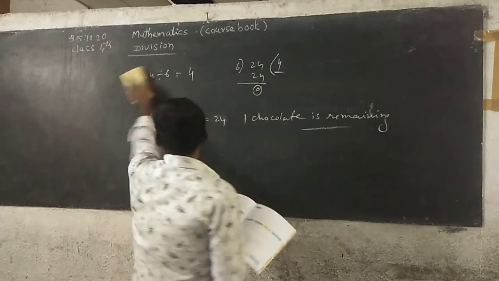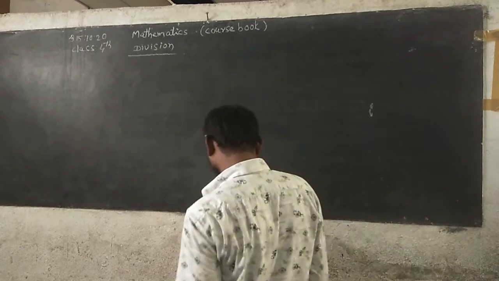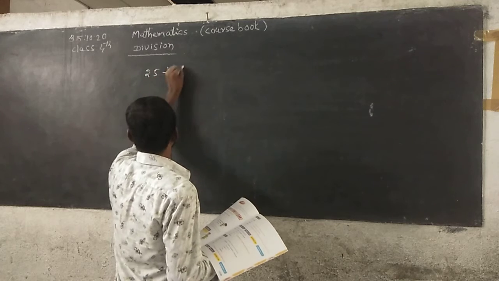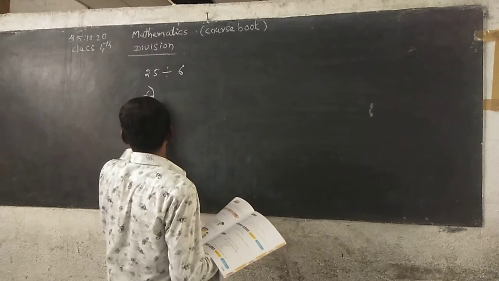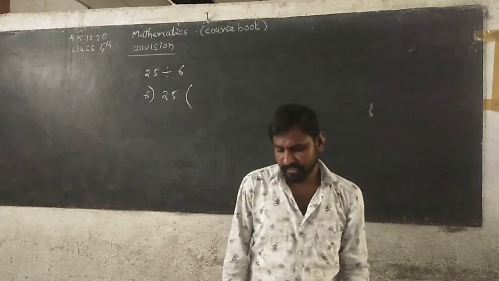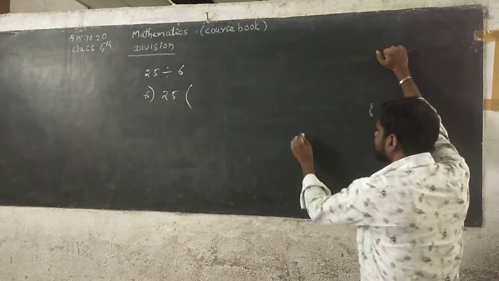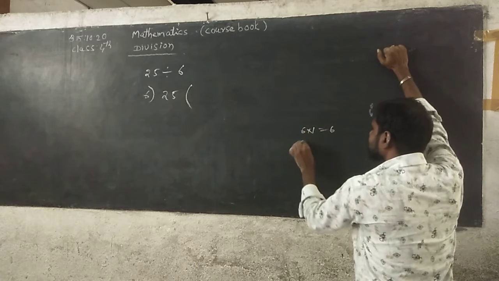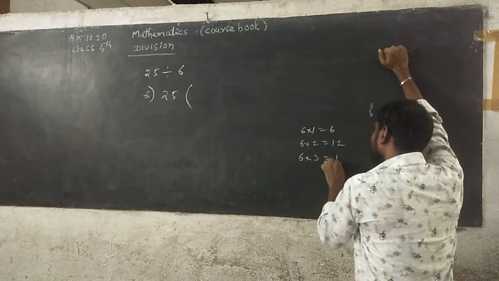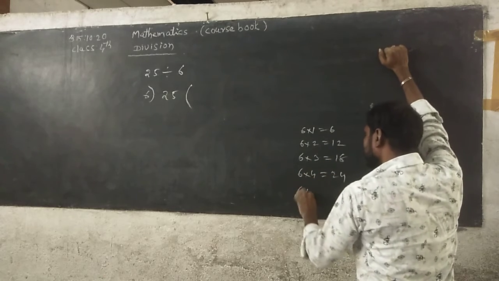So now second problem. See, 25 is divided by 6. In it 6 is taken as the divisor, 25 is taken as the dividend. See, we can read the 6 table. 6 1s are 6, 6 2s are 12, 6 3s are 18, 6 4s are 24, 6 5s are 30.